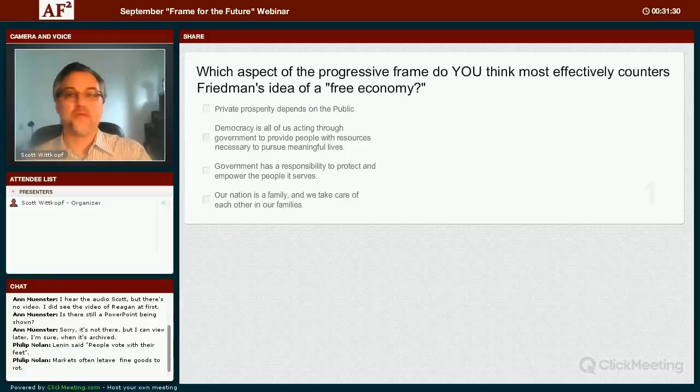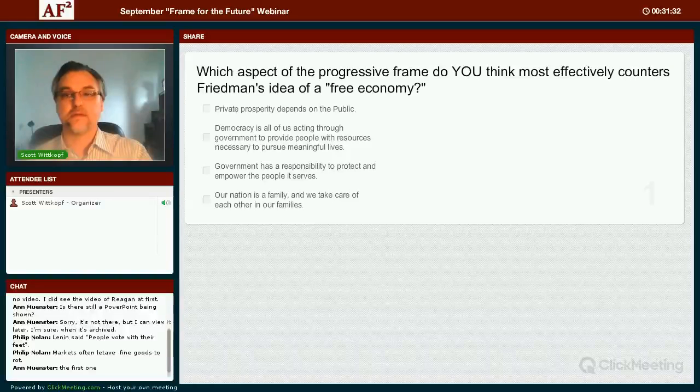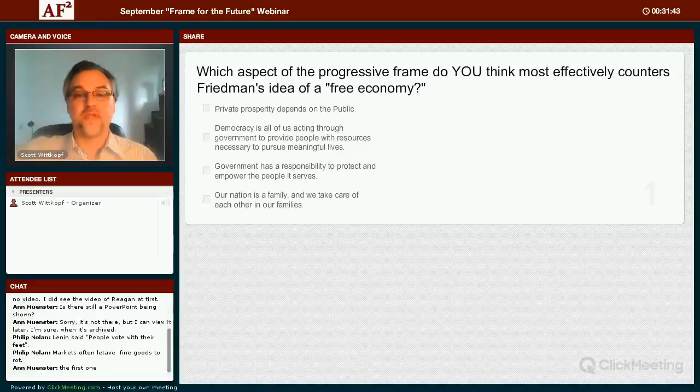So feel free to vote on which you think best counters Friedman's idea of a free economy. And I will tell you, there's no wrong answer. There's no wrong answer.